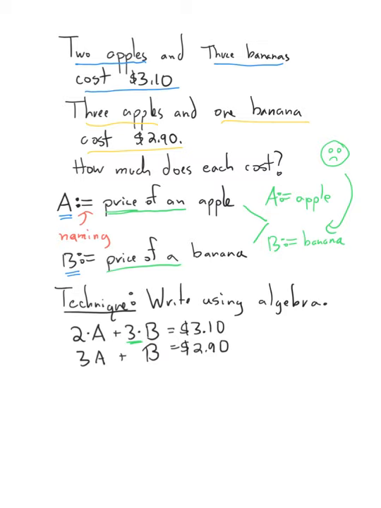So this is great. If you think about it, algebra is a language. And what we did is we translated our English here into the language of algebra. So once we defined our variables, we said 2 times the price of an apple plus 3 times the price of a banana equals $3.10. And that's what this says up here. 2 apples and 3 bananas cost $3.10. And similar here, 3 apples and 1 banana costs $2.90.